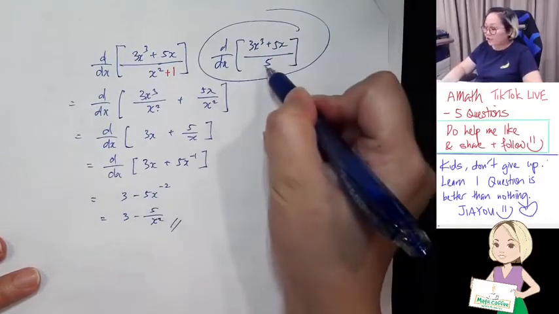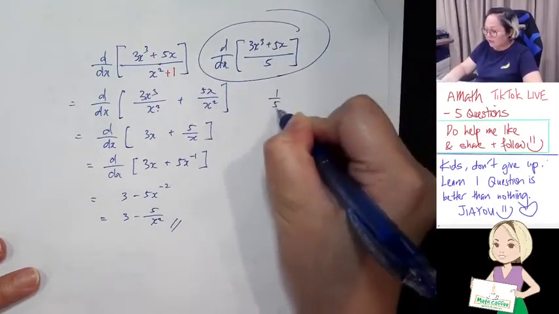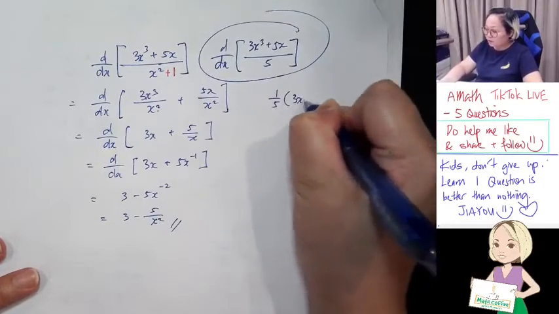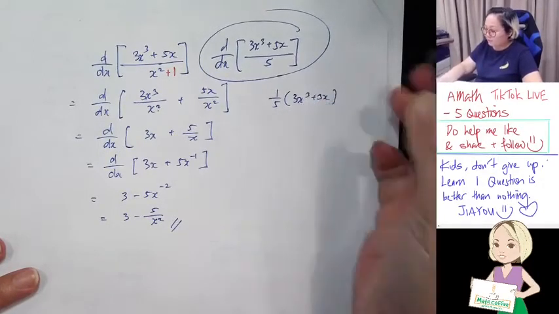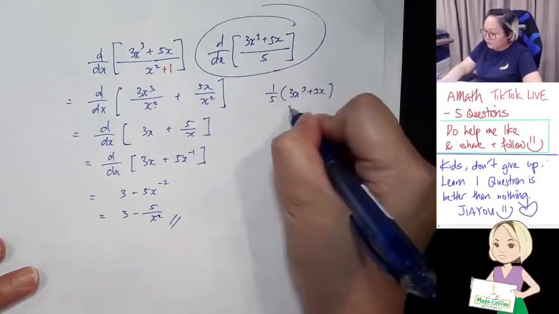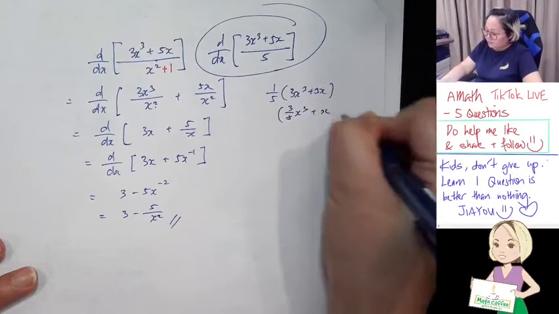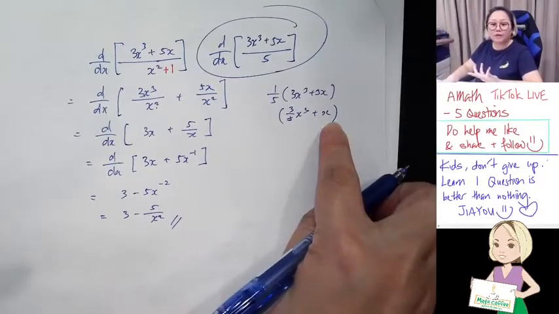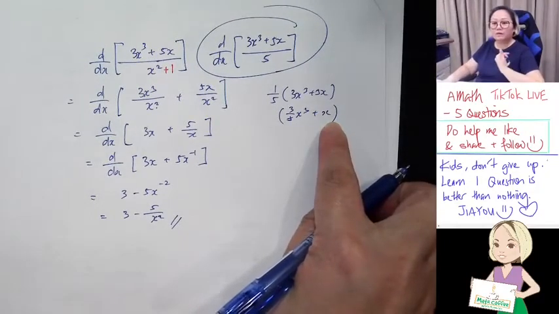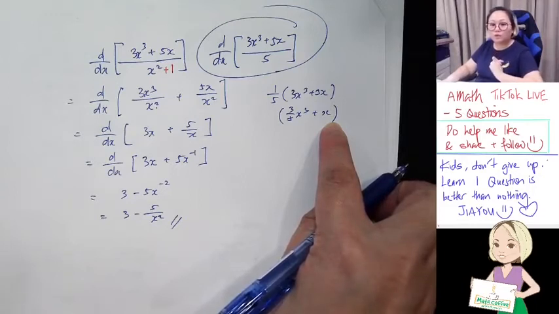So in such situation, I will just put the 1/5 outside here. And then after that, 3x cubed plus 5x. Then after that, you can put it as 3/5 x cubed plus 5 divided by 5, so it's x. I change it to this form, then I differentiate. Agree or not? Okay?